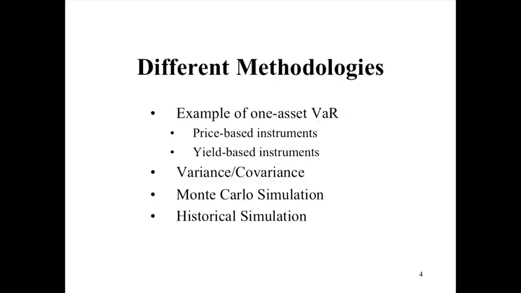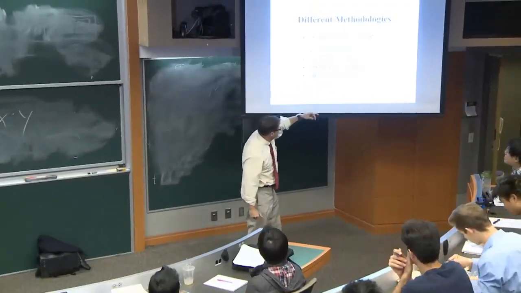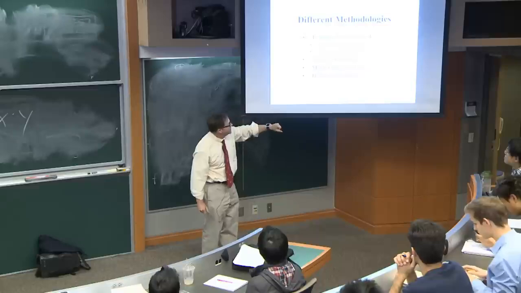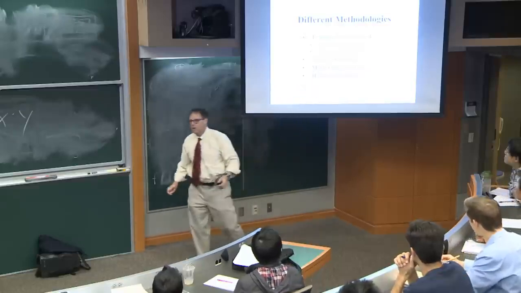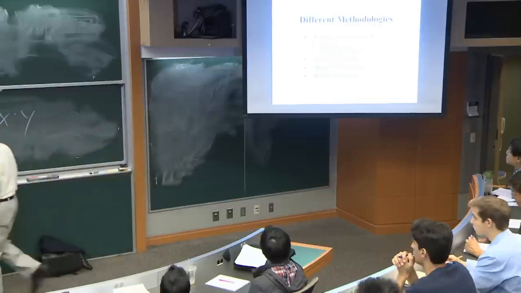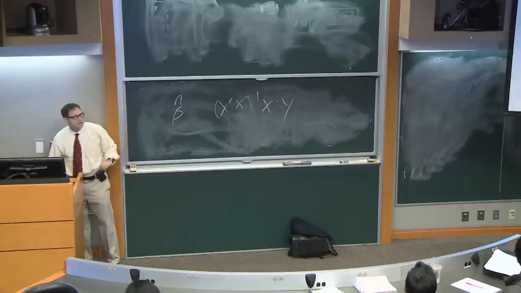I'm going to go through as much of this as I can. I'm going to fly through the first part, and I want to hit these because these are the ways that we actually estimate risk. Variance-covariance is a quadratic form. Monte Carlo simulation, the way I'll show you, is based on a quadratic form. And historical simulation is Monte Carlo simulation without the Monte Carlo part. It's using historical data, and I'll go through that fairly quickly. Questions, comments?